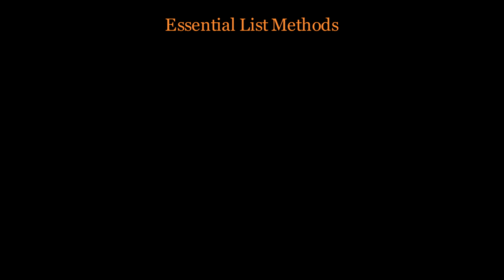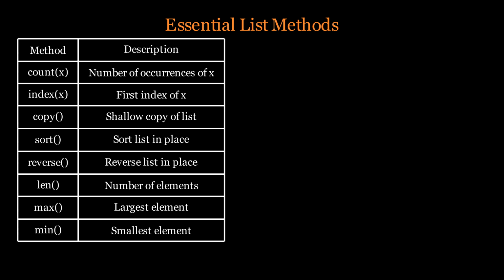Lists come with many built-in methods for common operations. Let's explore the most useful ones. Here are essential list methods. Count finds occurrences. Index locates elements. Copy creates duplicates. Sort and reverse modify in place. While len, max, and min provide useful statistics.